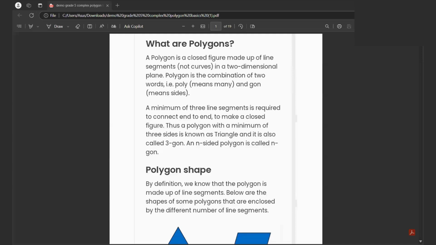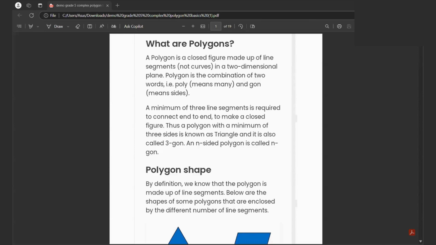I have shared my screen. Is anything visible on your screen? Yeah, I can see the "what are polygons" slide. Okay, fine. So when we talk about polygons, these are line segments. Line segment means they have a particular length, so they are not curves. They are two-dimensional.